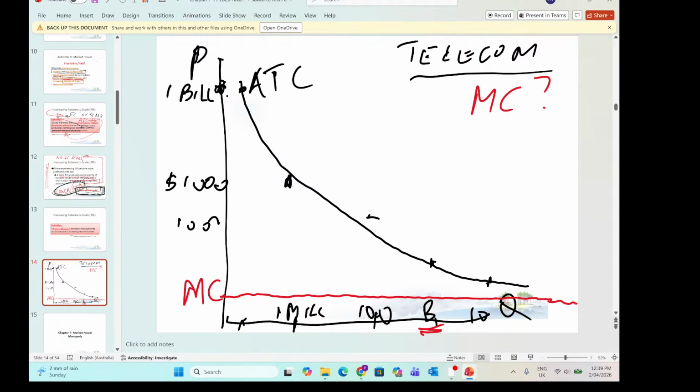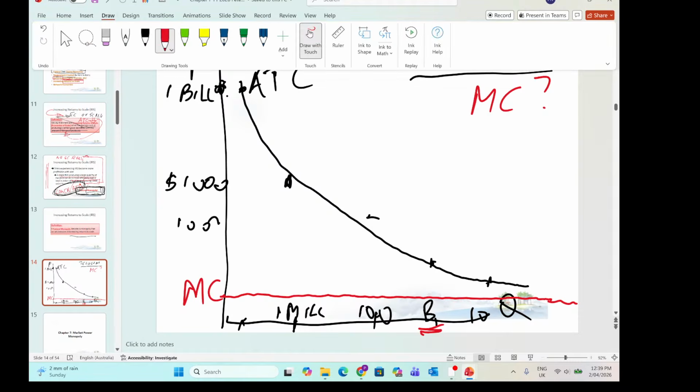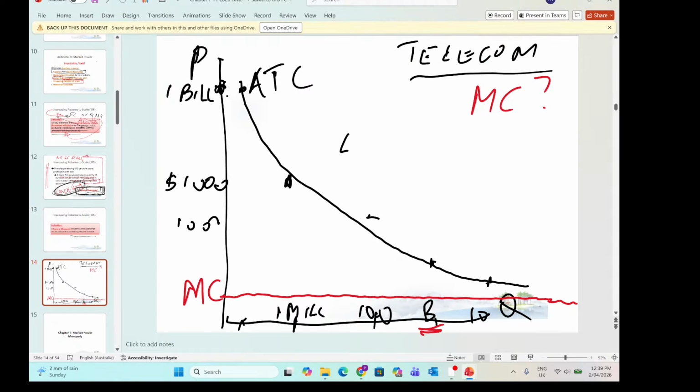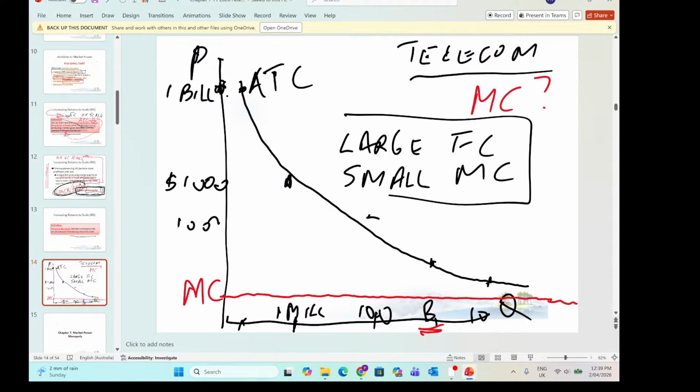So when we think about a natural monopoly, what we're thinking about is this: a large fixed cost and a small marginal cost. Large fixed cost, small marginal cost.